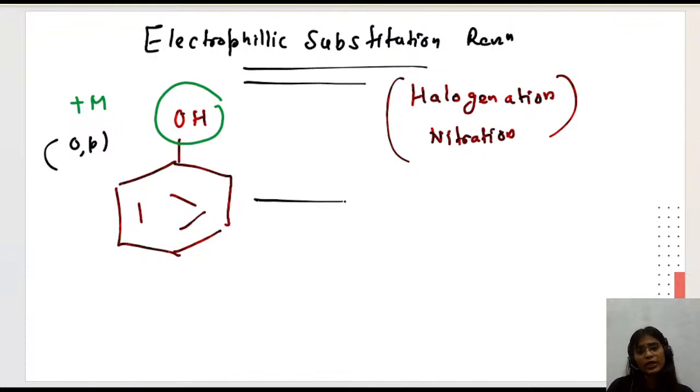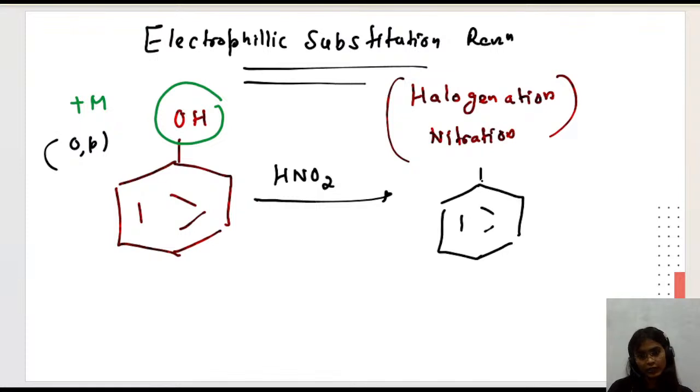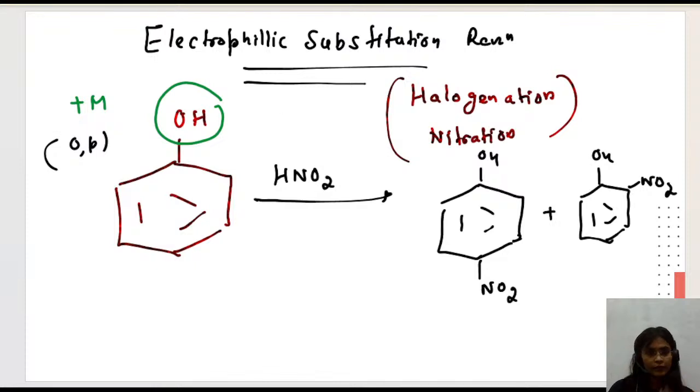Let's talk about the same reaction if I am using HNO3. What do we get there? This is OH. Maybe the NO2 group is connected at the para position, or maybe the NO2 group is connected at the ortho position. Here we are talking about the nitration reaction.